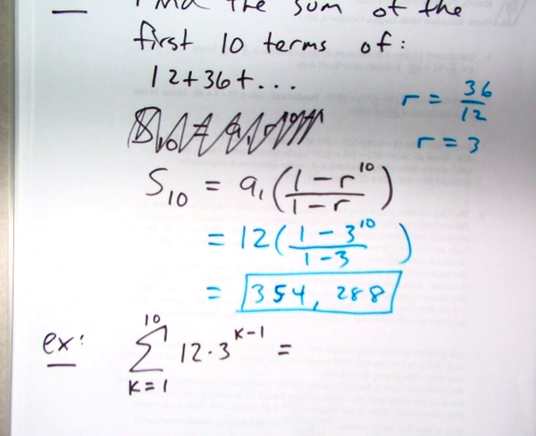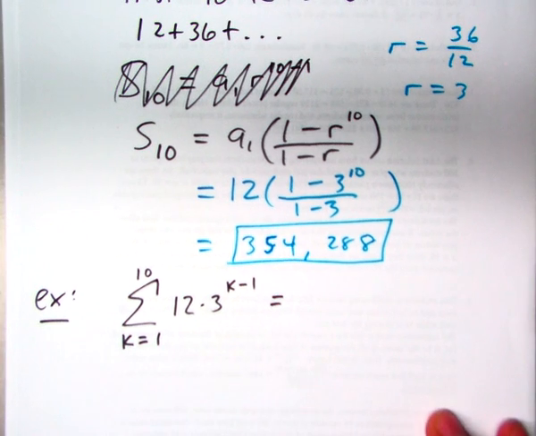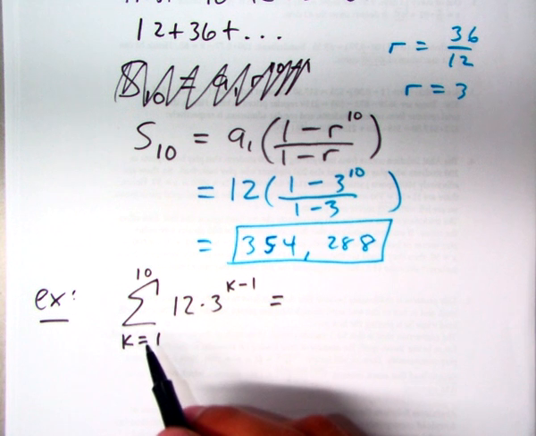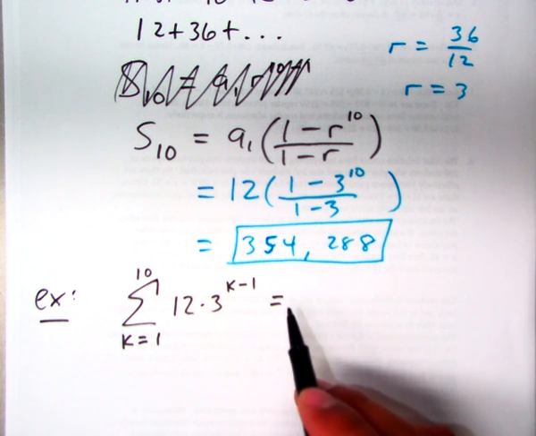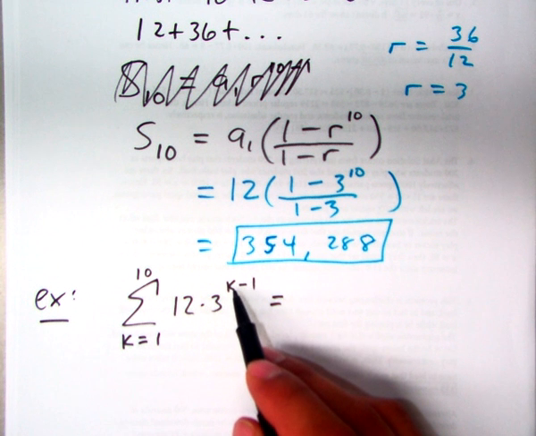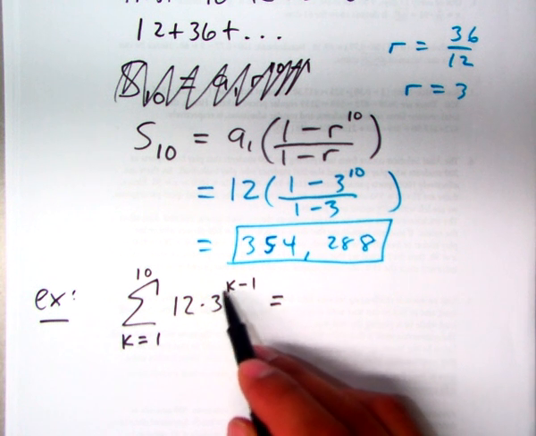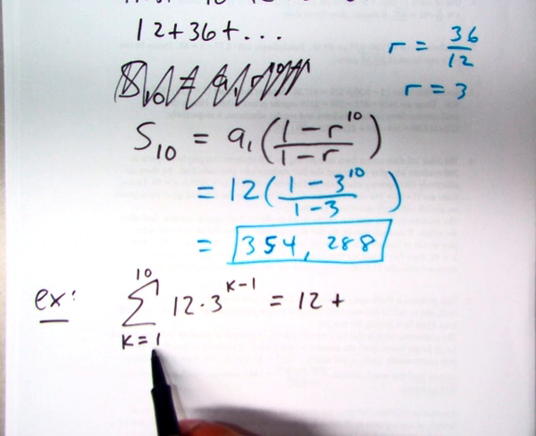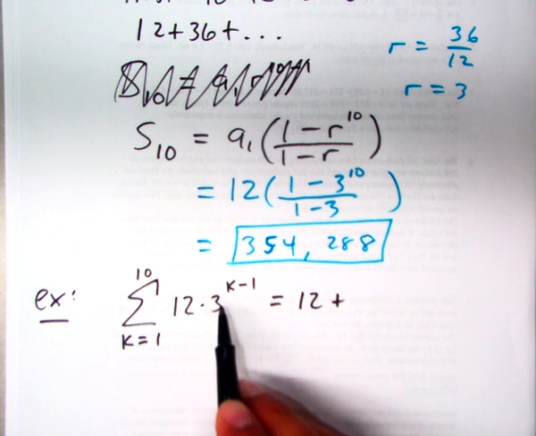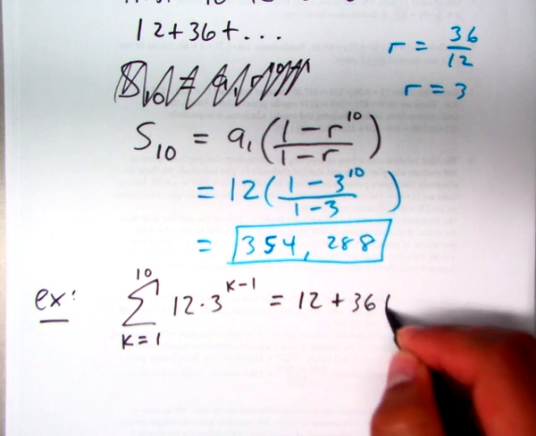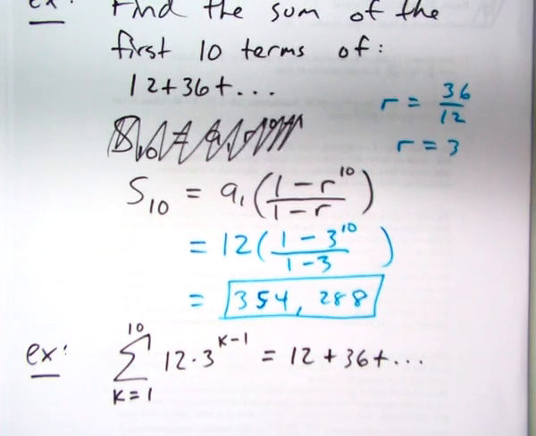Okay, two things. One, if you don't recognize it, I would always recommend plugging in the first couple of numbers to see what this looks like. So if you plug in 1, 3 to the 0 becomes just 1, and then you get 12. Plus, if you plug in k equals 2 now, you get 3 to the 1, which is 3. 3 times 12 is 36. And oh look, it's the same problem from before.